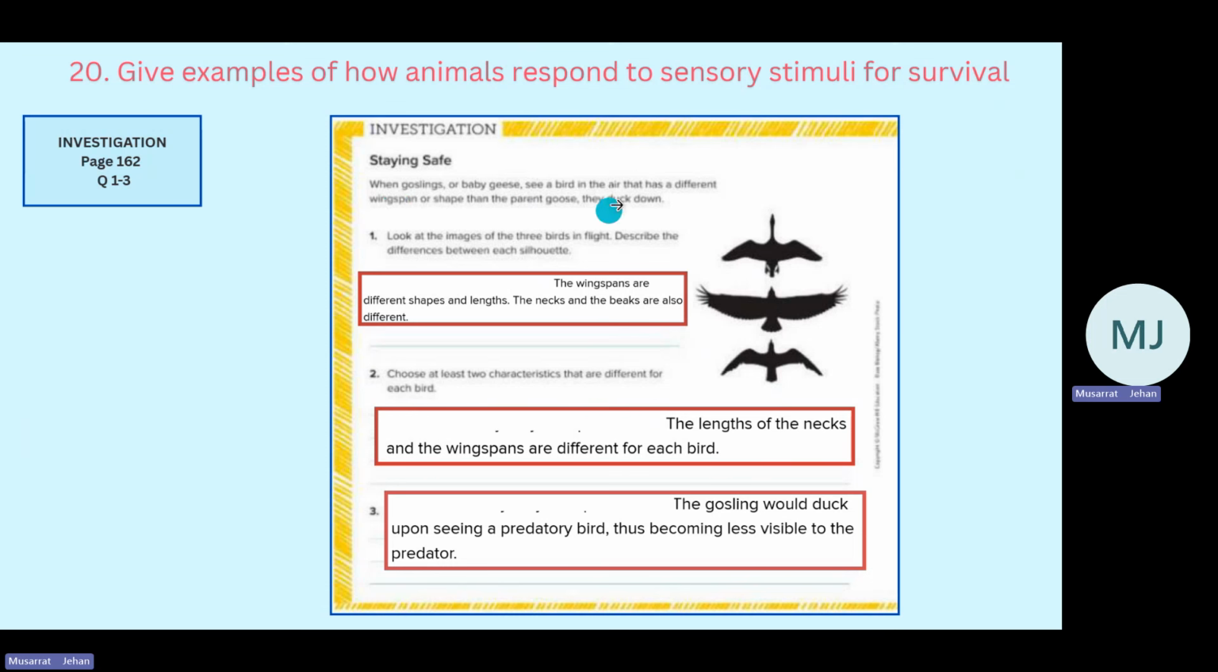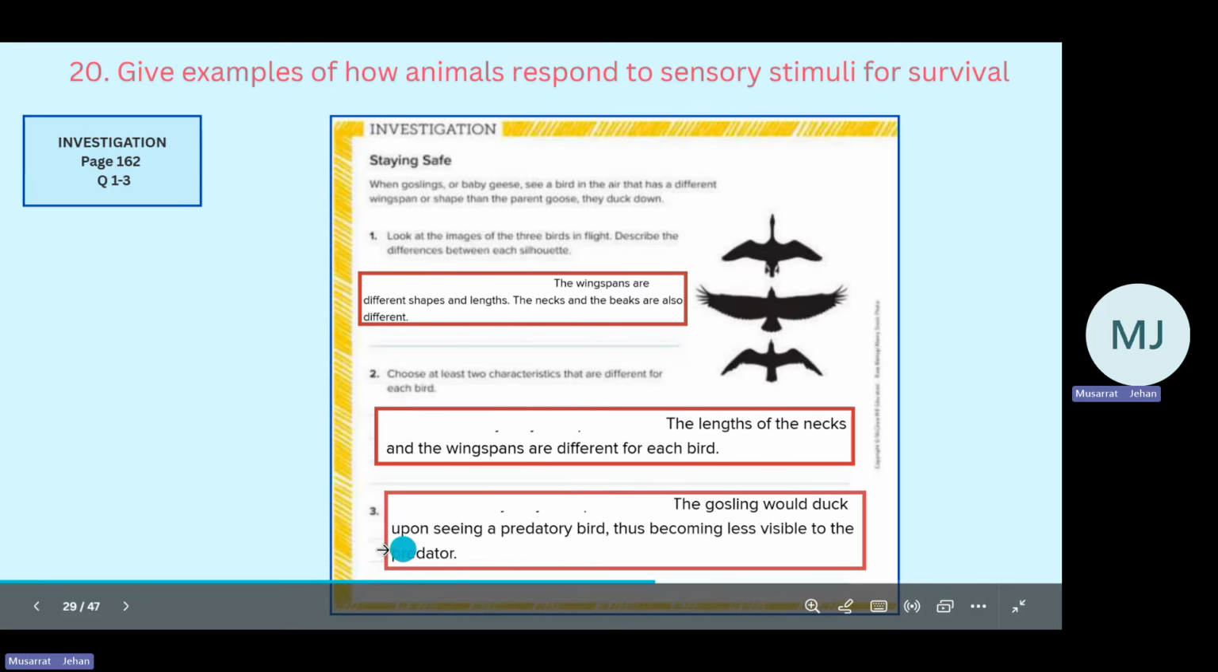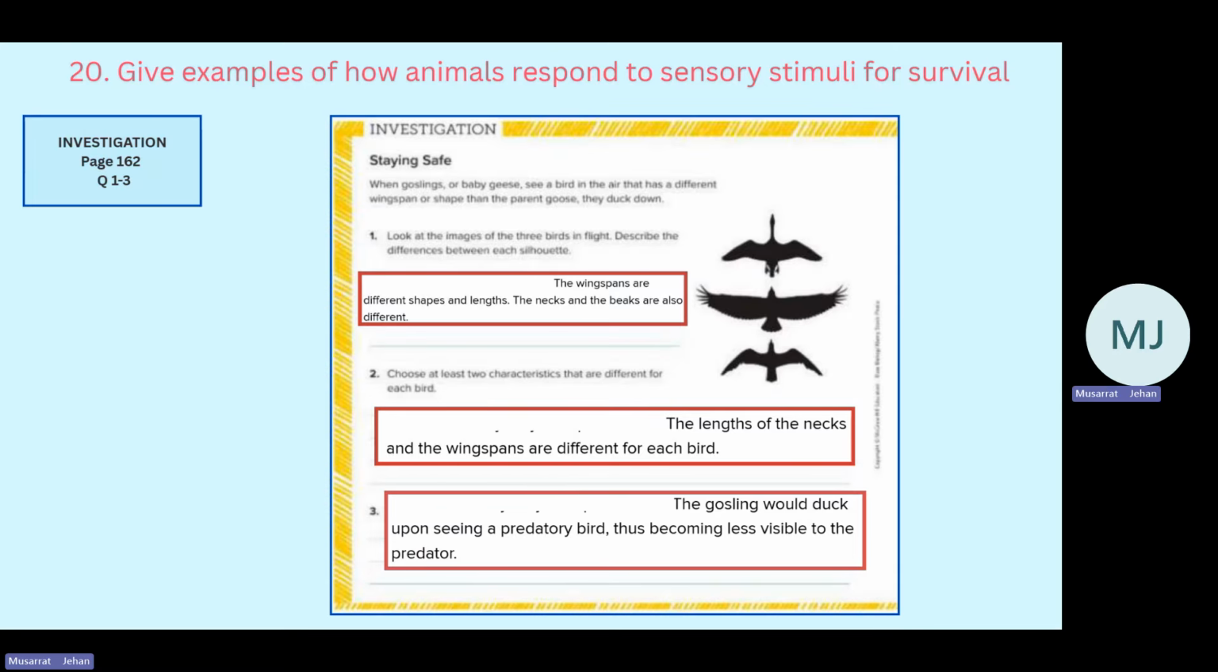When goslings see a different wingspan, they duck down and hide. Why do they hide? Because the gosling would duck upon seeing a predatory bird. If they see a predatory bird, they recognize it by its wingspan, so they duck down so that they can hide from the predator.